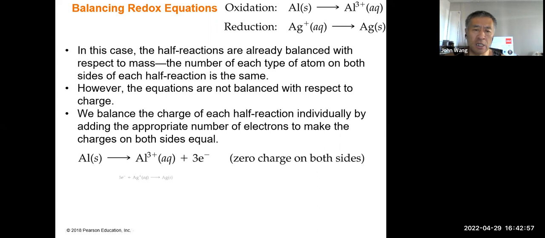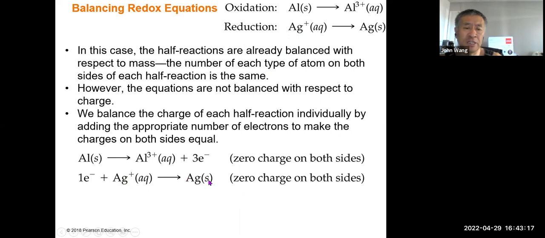So for the other reaction, the reduction reaction, we were adding electron on the left. Before adding electron on the left, we have 1 plus. After adding electron on the left, that becomes 0. 1 plus 1 minus becomes 0. That is good because on the right, you also have 0 charge. So now we are almost ready to put them together.